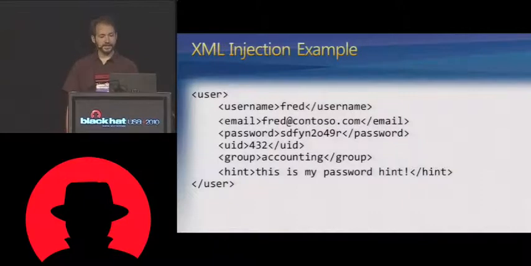So, an example of XML injection. Here we have an XML data item. It's got a username, an email, a password, a user ID, a group, and a password hint. Against a SAX parser, I could inject by simply, in my password hint, closing the hint tag and throwing in an additional value for one of the previous ones. For instance, I could throw in another UID and overwrite the previous one. Since the SAX parser is reading serially, later values will replace earlier ones.